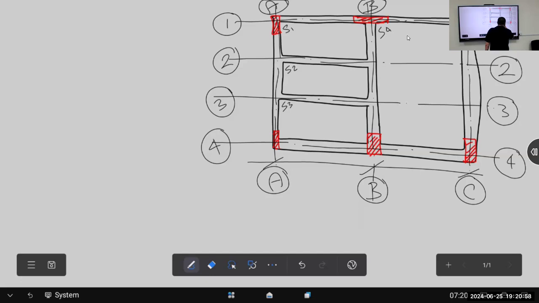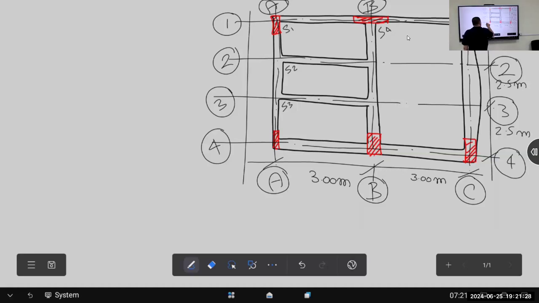We have here 3, and we have here 2.5, 2.5, 2.5, 2.5 meter. Okay, slab 1.